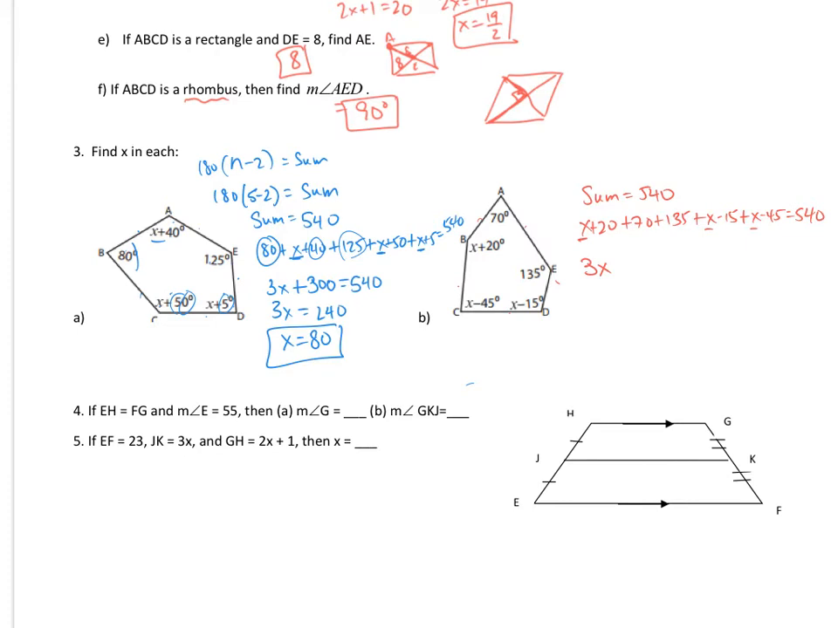And then here, let's add up all these values. We got 20 plus 70, 90. 20 plus 70 plus 135 minus 15 minus the 45. All of this comes out to be 165. So plus 165 equals the 540. So 540 minus the 165, and then divide that by 3. X ends up being 125.